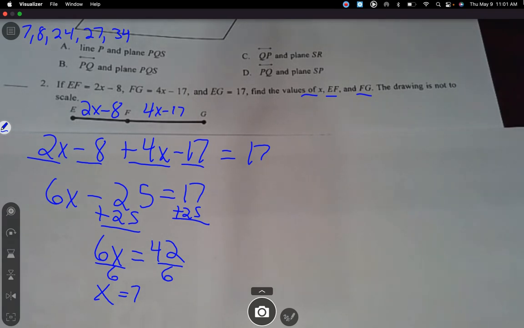2 times 7 minus 8. And would you get 6? Okay, I'm going to write that answer down. Then let's plug it into this one. What's 4 times 7 minus 17? 11. There's our other 2 answers. Everybody good? All right, 2 down, one to go. Can I erase? Of course.